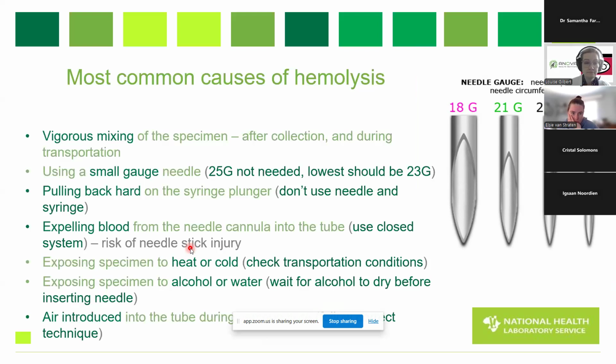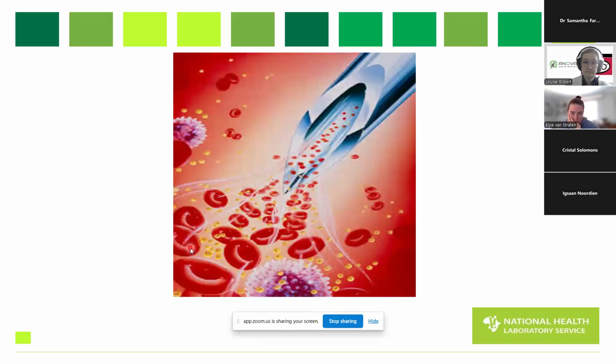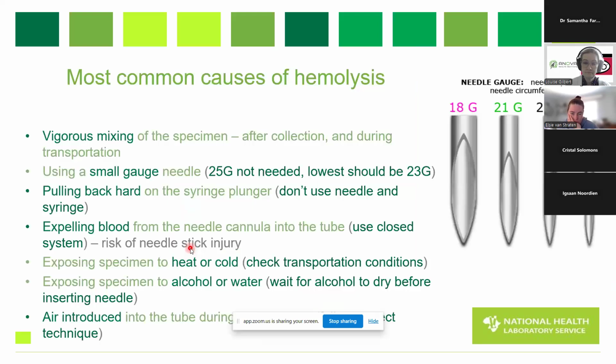If you are going to be using a needle, use a bigger gauge needle, because using a small gauge, you're forcing the red blood cells through that very small gauge needle, and you are rupturing the red blood cells. Also, others are pulling back very hard on the plunger to get the blood out. Then when you have the blood in the syringe, you are putting it back into the tubes, and here too you are pushing on the back of the plunger.